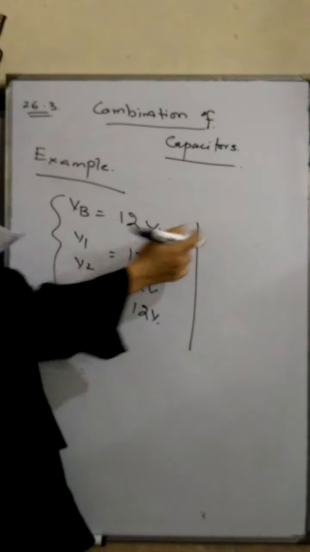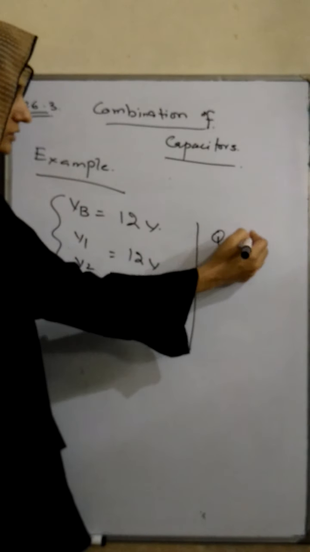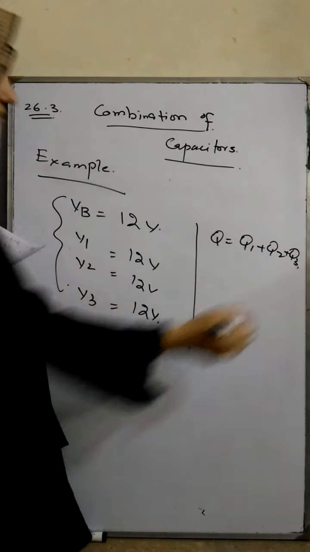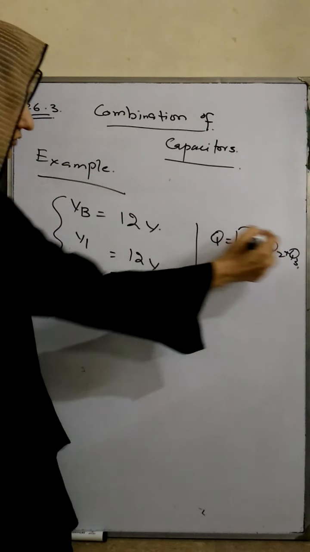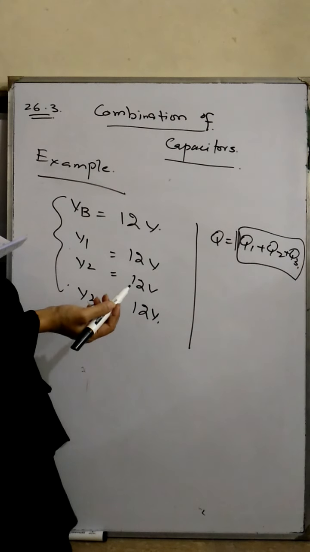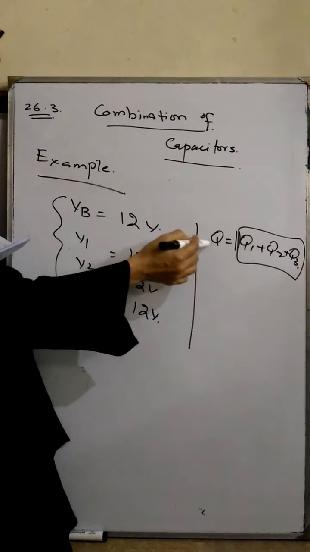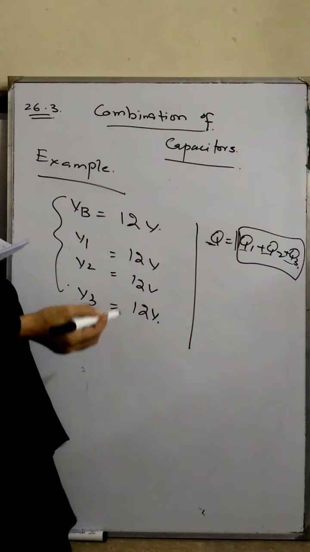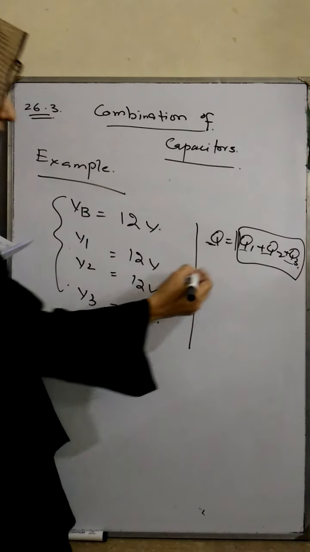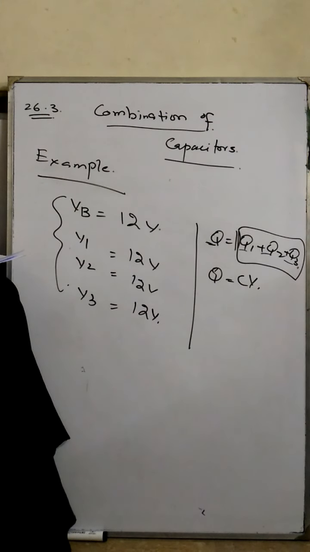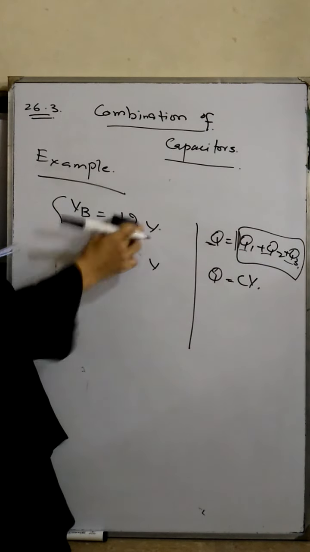Then we know that total Q will be sum of Q1, Q2 and Q3. See, so these Q's are different. For that we have to find the equivalent capacitance, so that we may find the total Q. And to calculate this, we simply have to use the formula Q is equal to CV. Now first try to find the equivalent capacitance of the circuit.